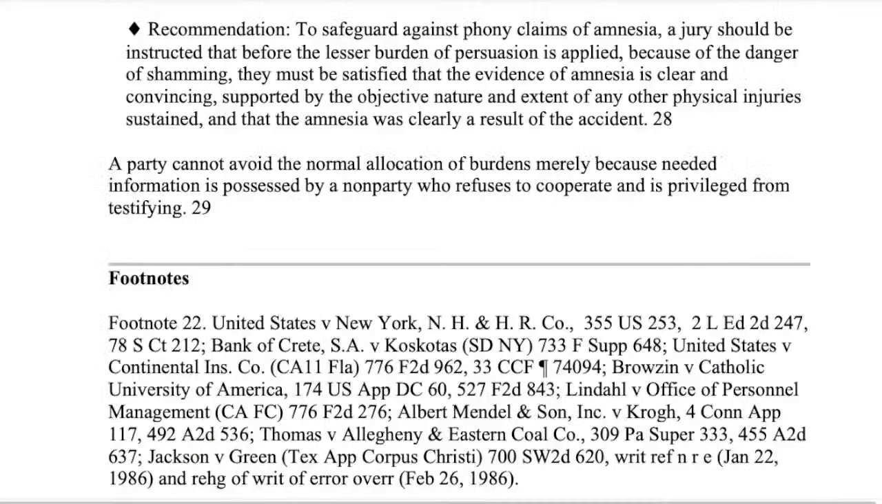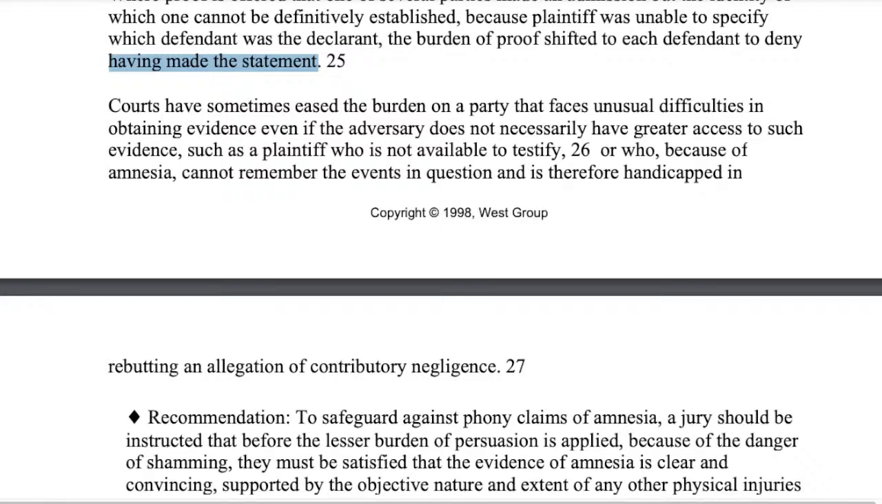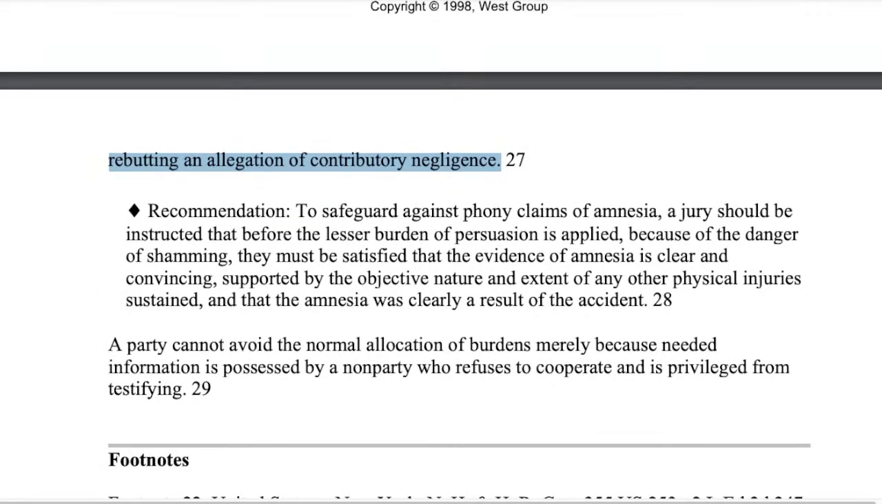Nothing special on that, just the authority there. All right. Courts have sometimes eased the burden on a party that faces unusual difficulties in obtaining evidence, even if the adversary does not necessarily have greater access to such evidence, such as a plaintiff who is not available to testify or who, because of amnesia, cannot remember the events in question and is therefore handicapped in rebutting an allegation of contributory negligence. So, here we have a recommendation based on that.